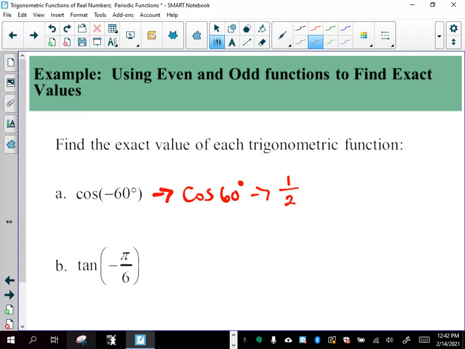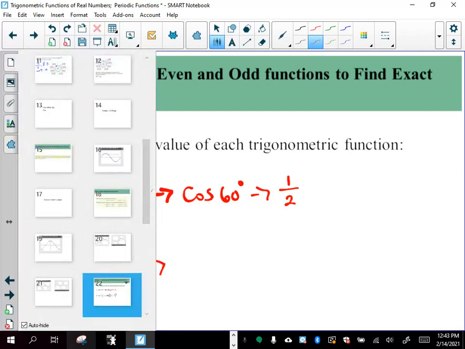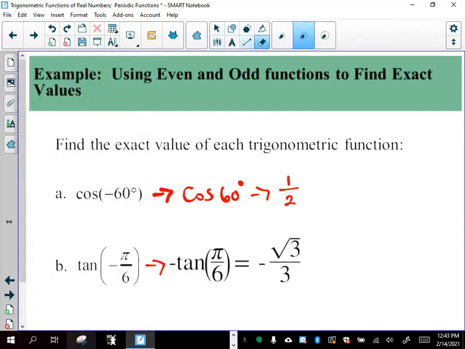So my cosine of 60 is 1/2. Okay. I know that tangent is an odd function. Since tangent is an odd function, I bring the negative sign out in the front, which means that tangent is going to be negative square root of 3 over 3. Okay.